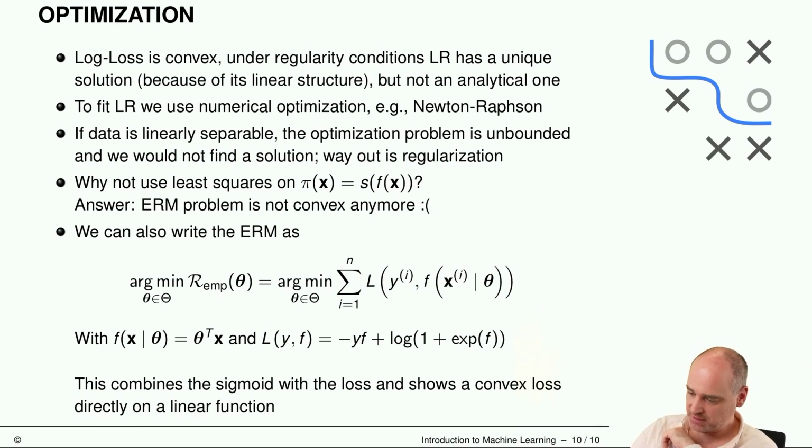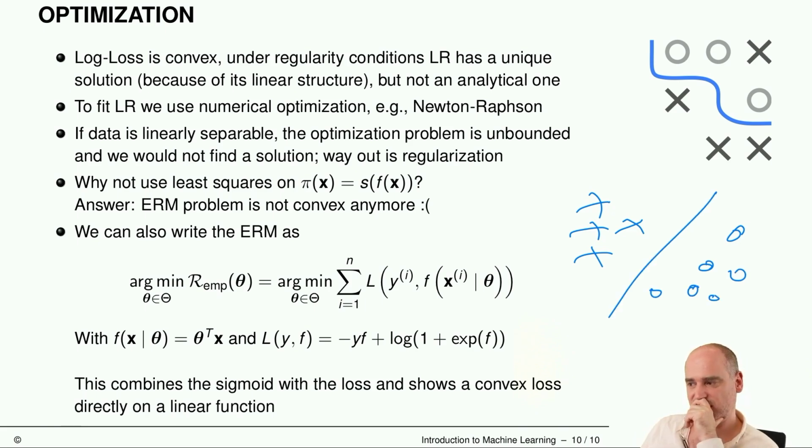If our training data is unfortunately completely linearly separable, so if it would look like that, I don't want to discuss this here in detail. I have a deep dive in the lecture on that. But if the data is completely linearly separable, our optimization problem, the ERM problem, is actually unbounded. So we wouldn't really find a solution. We could always construct a better one.